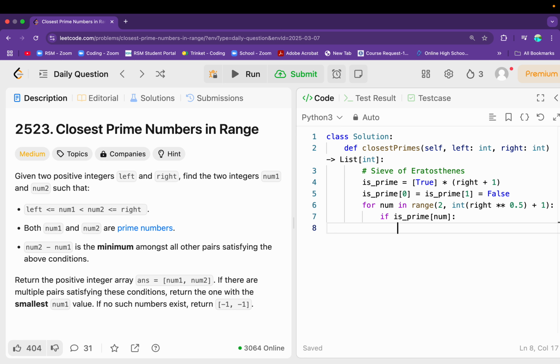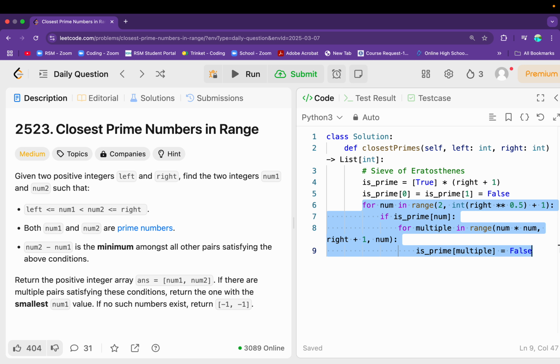So the way this is going to work, for multiple, and I'll explain how the syntax works in Python in a bit, in the range of num times num, or num squared, it doesn't really matter how you interpret that, we're going to go to right plus 1, and we're going to increment by num each time, right? Now, what are we really doing in this case? In fact, let me just finish this up. We're going to set is prime at every multiple value in this range to be equal to false.